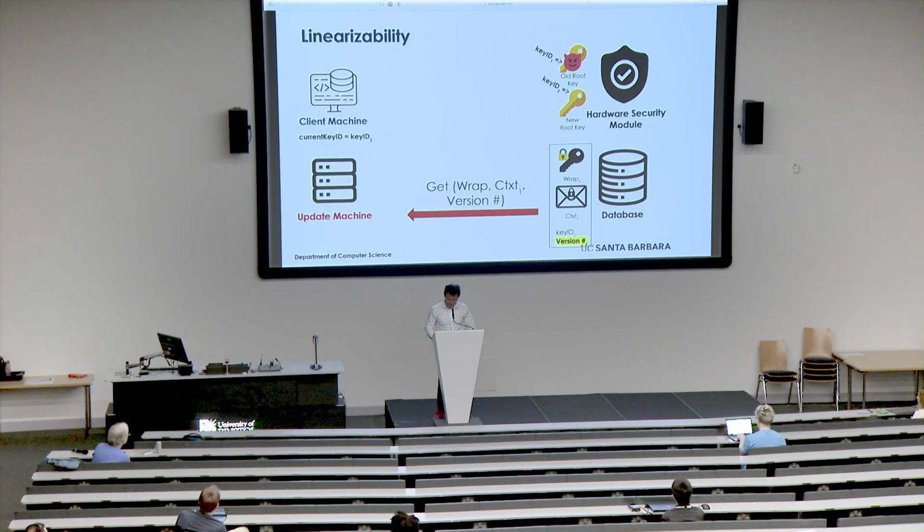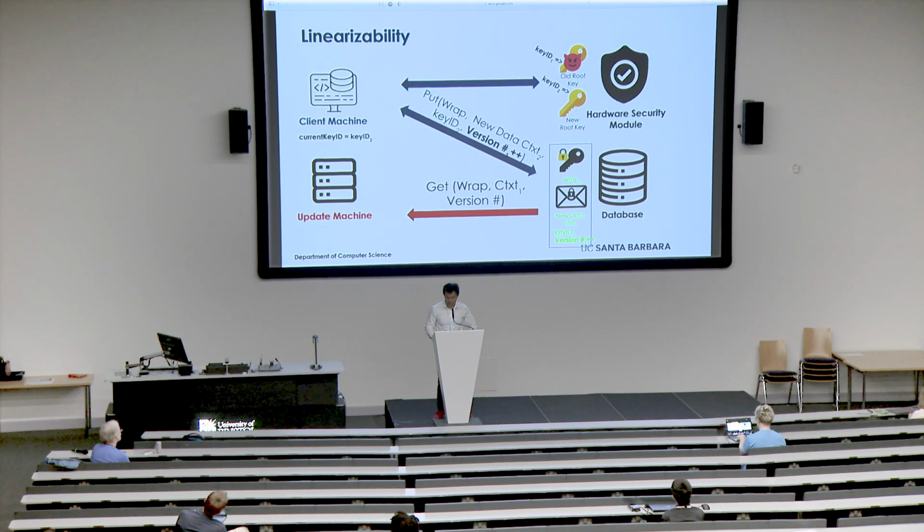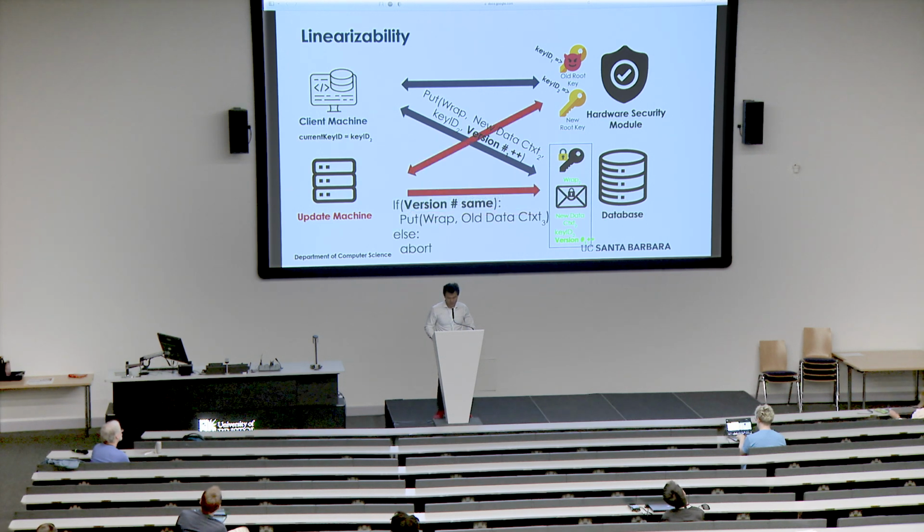We accomplish this by associating ciphertext with a ciphertext version number, so that whenever the data is updated by a client machine, the new ciphertext is atomically put into the database, and the ciphertext version number is also incremented. Before the key rotation of a ciphertext completes, the database atomically checks if the version number has not changed. And if it hasn't, then put the updated ciphertext, wrap, and key ID into the database. Otherwise, it aborts.